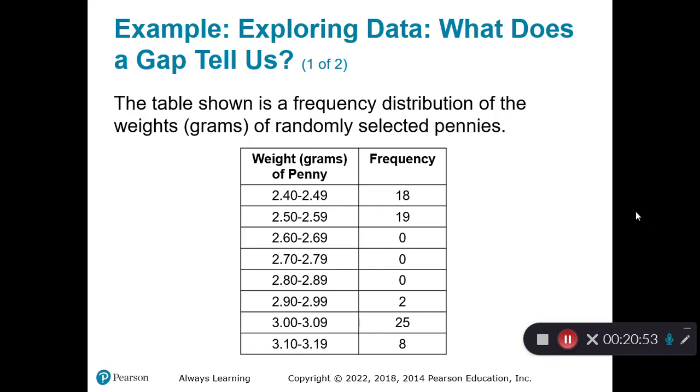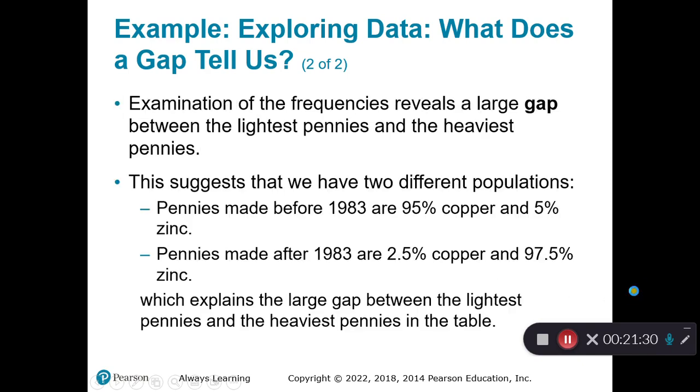But the interesting thing here is we have very high counts of pennies that weigh not so much, between 2.4 grams and about 2.6 grams, and then no pennies at all that weigh anywhere in this middle range, and then we have a high count of penny weights that are 3 grams or above. That's an interesting phenomenon, and this would be one where we'd want to investigate why there's a gap in this distribution. Well, there is an explanation.